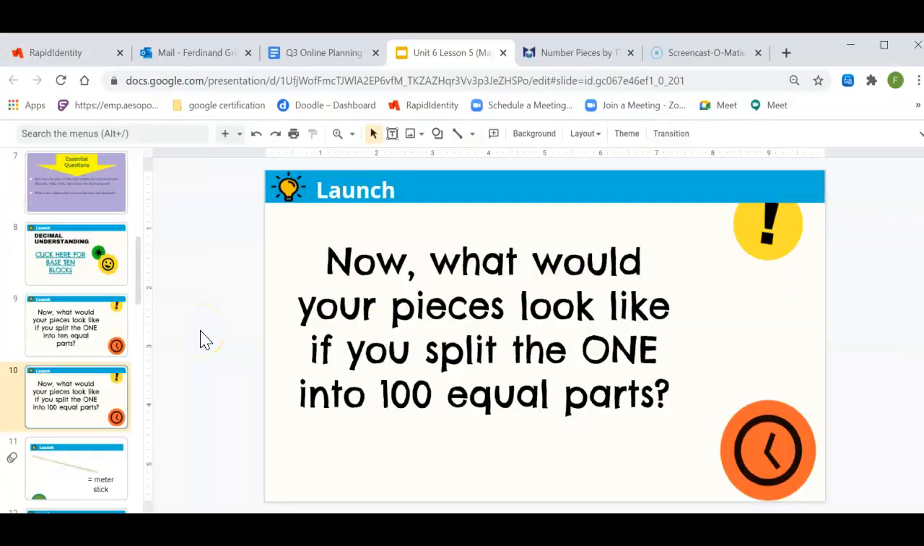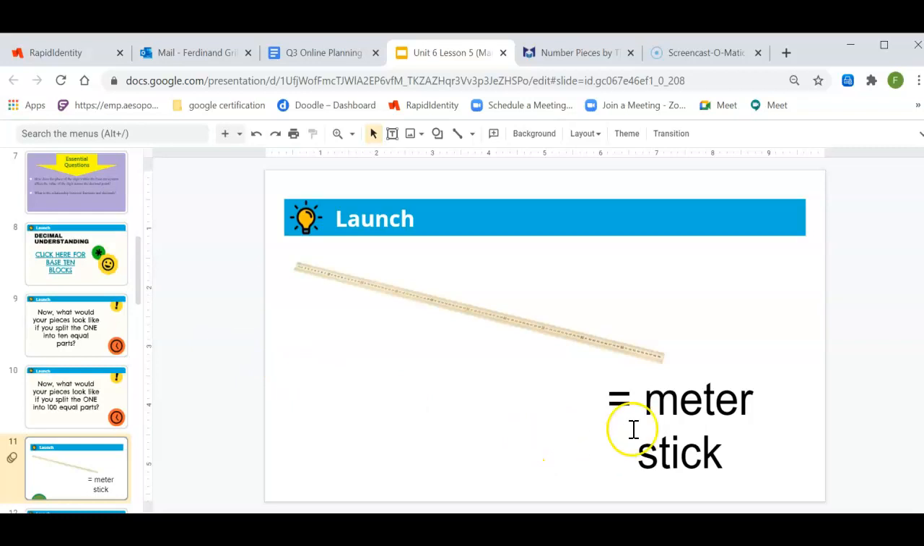We're going to go back to our slides, guys. And on the next one, this is a meter stick. It's a measuring tool, and it is different from a yardstick. The meter stick is used to represent our base 10 system, which is based off of the meter stick.